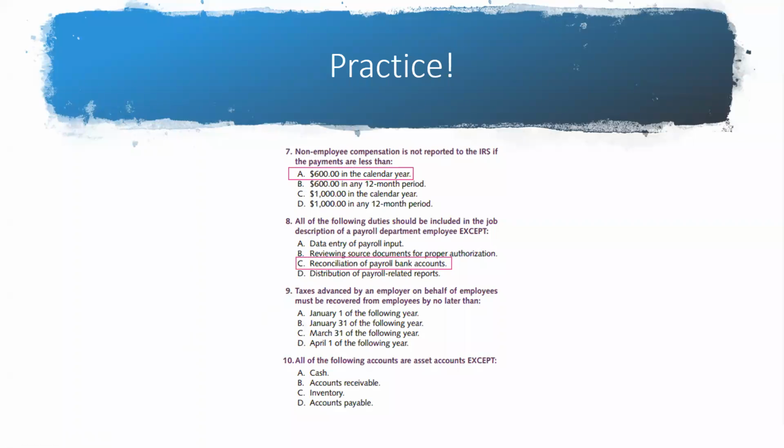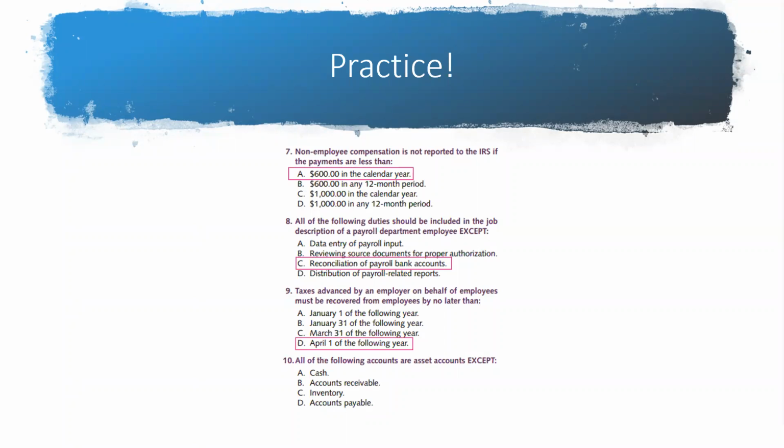Number 9, taxes advanced by an employer on behalf of employees must be recovered from employees no later than January 1 of the following year, January 31st of the following year, March 31st of the following year, or April 1st of the following year. I have no idea on this one. It is April 1st of the following year.